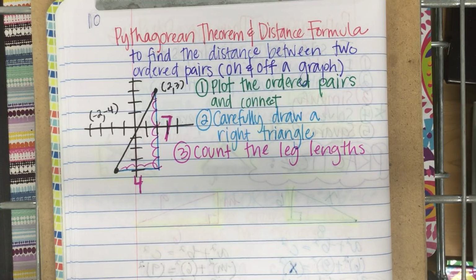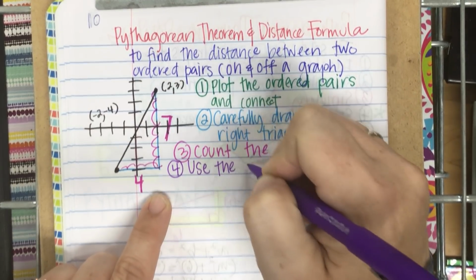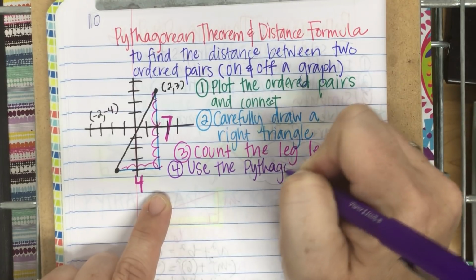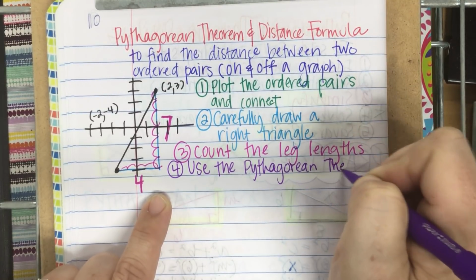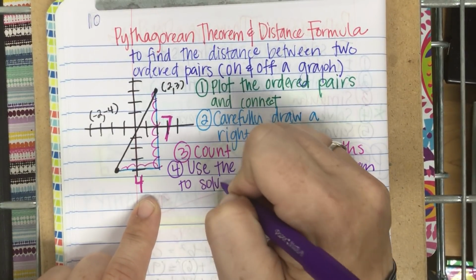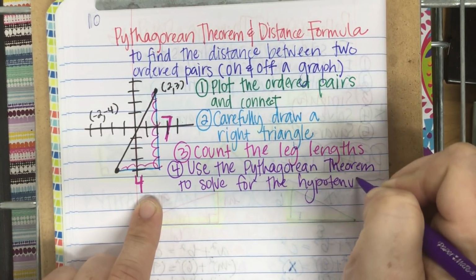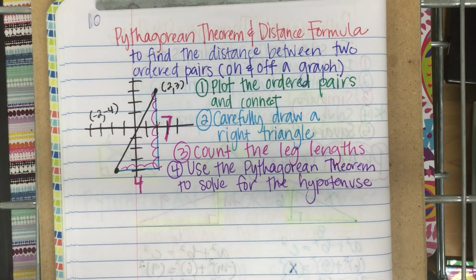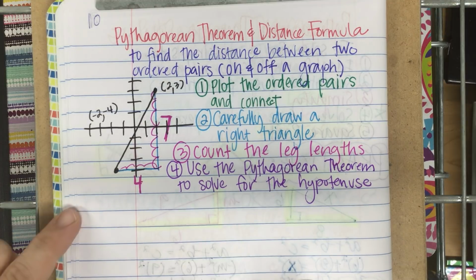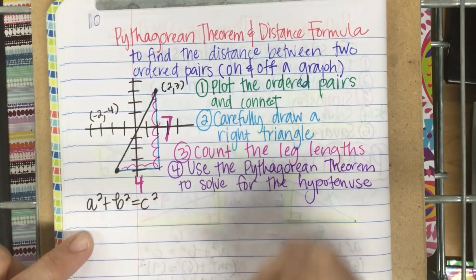So now that I have my right triangle drawn, I've counted my leg lengths, I'm going to use the Pythagorean theorem to solve for the hypotenuse. And the hypotenuse is that diagonal line, the distance that we're trying to find. So a squared plus b squared equals c squared.